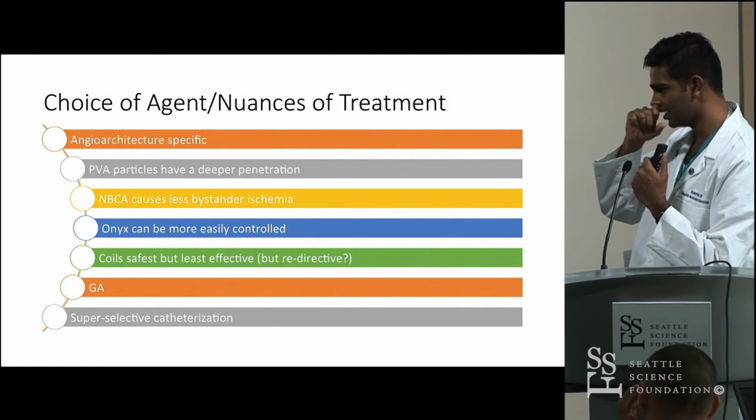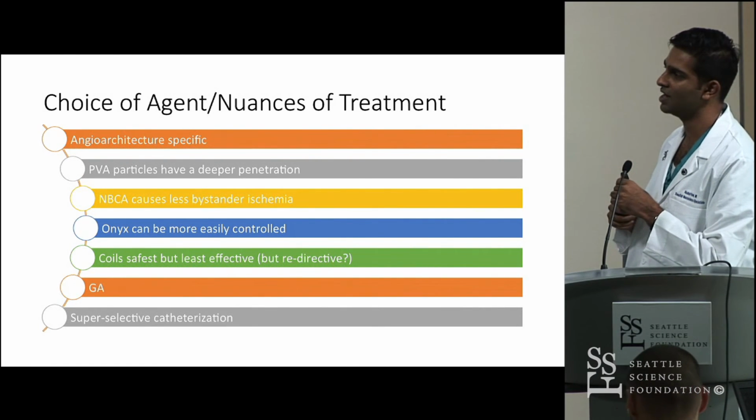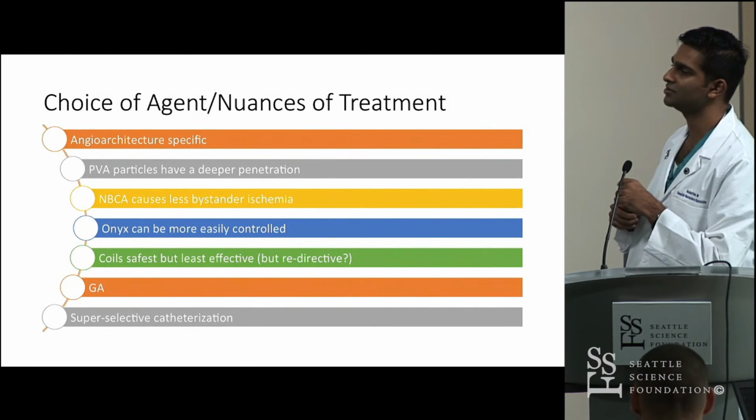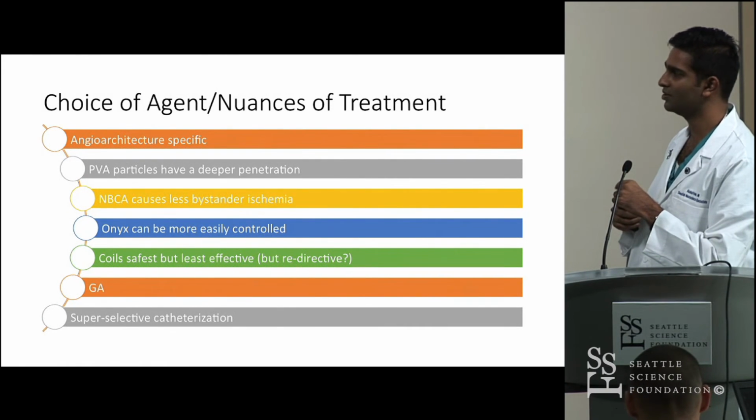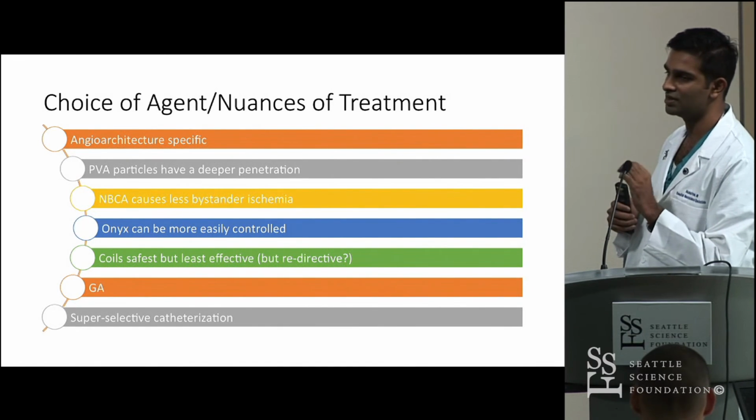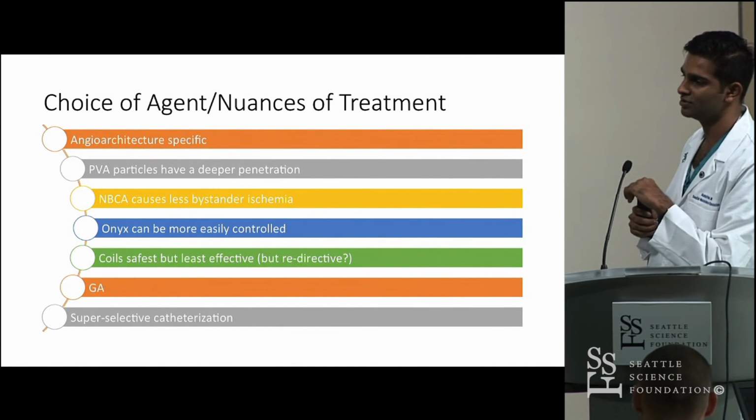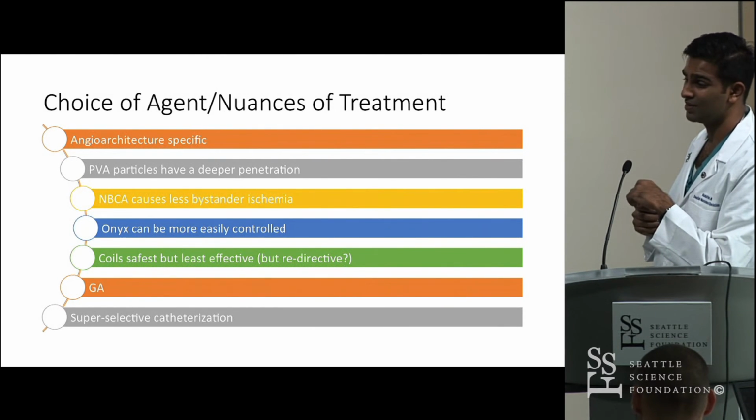All procedures we do under general anesthesia, so that the patient can have an apneic spell, and we ask the anesthesiologist to stop the patient breathing so that we can get great images. The other important nuance is that you want to get really selective with your catheters within a tumor. Twenty years ago we didn't have great catheters and couldn't get deep into a tumor. But now there is no excuse not to get right within a tumor before injecting your embolic agent.